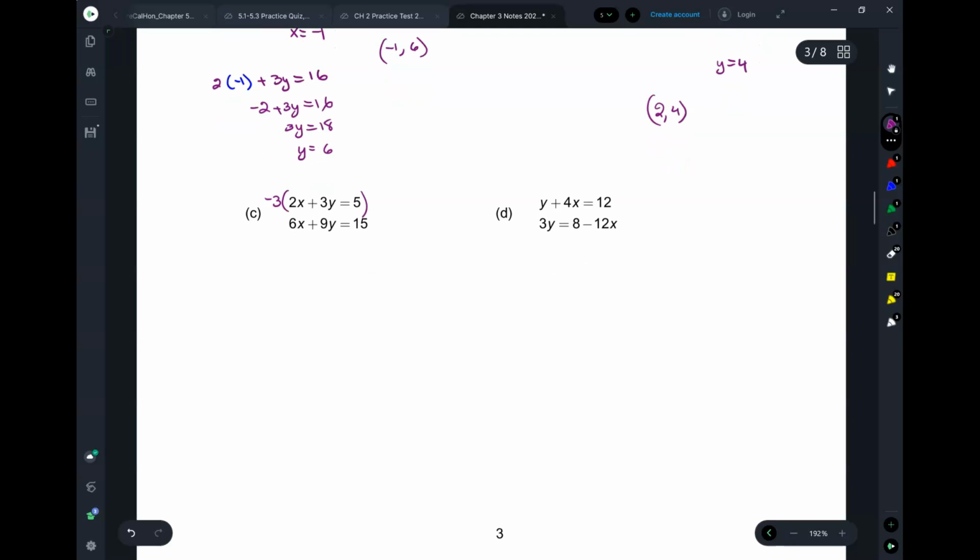So I get negative 6x minus 9y equals negative 15. 6x plus 9y equals 15. Now look, this is important, okay? When you add these, what do you get on the left-hand side? 0 equals 0, okay, and when is 0 equal to 0? All the time, right? That means this is infinitely many solutions.